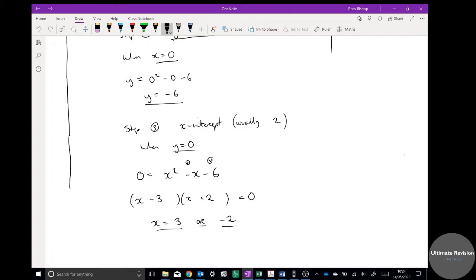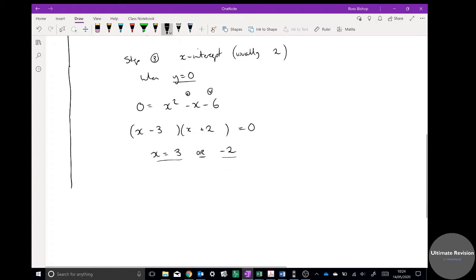If you solve it and there are no solutions, then there'll just be no intercepts and it'll float. If there's only 1 intercept, it's going to just touch the x-axis. Okay. Right, step 4, turning point. Okay.